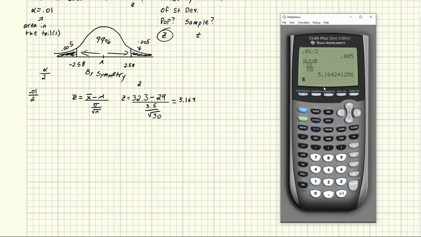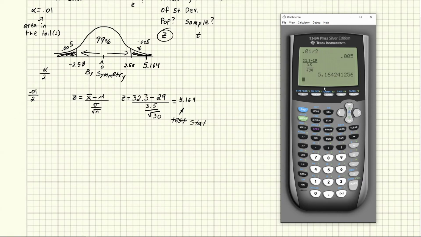more and more wrong. And look at this, 5.16. That's like way out here, right? So here's like 0. Here's 2.58, basically 3. We're way out here at like 5.164. So this is called our test statistic, right? Because we did a test and we're just comparing it. So this is our test stat.